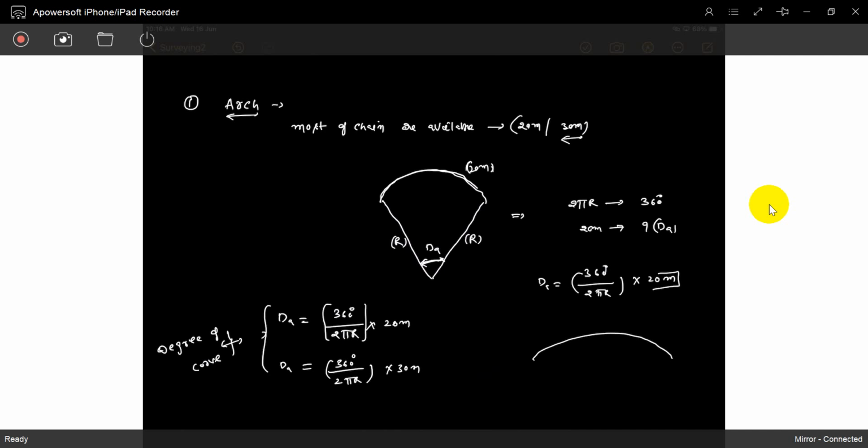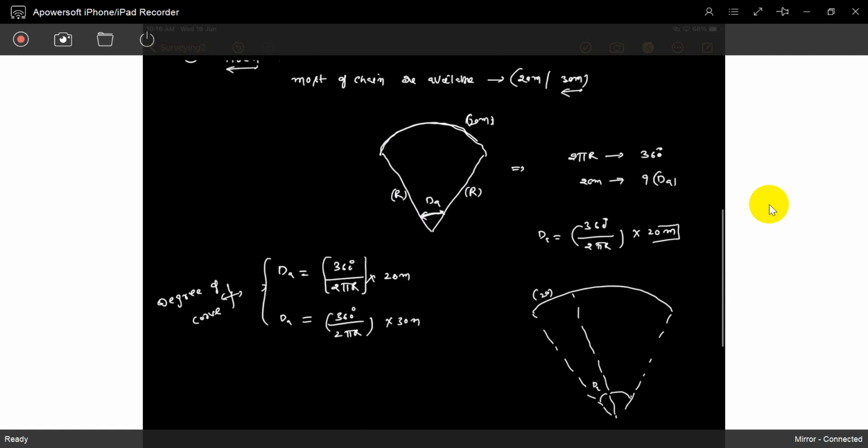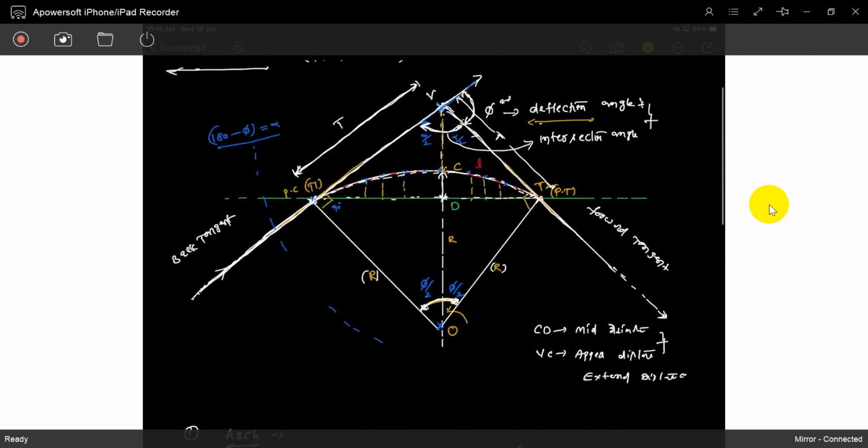We'll discuss that later. My interest is for 20 meters. If it is 20 meters, how much angle is covered? If you know how much angle is covered by 20 meters, you know this angle. So how can we know this angle, sir? We know this angle by the deviation of the straight lines.